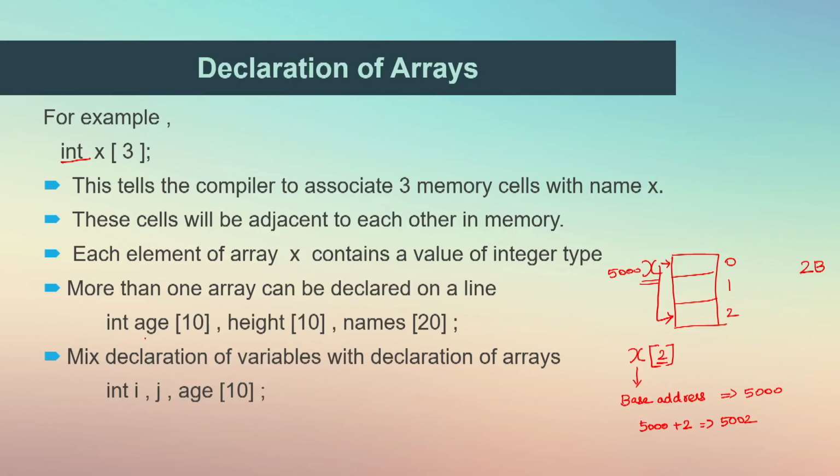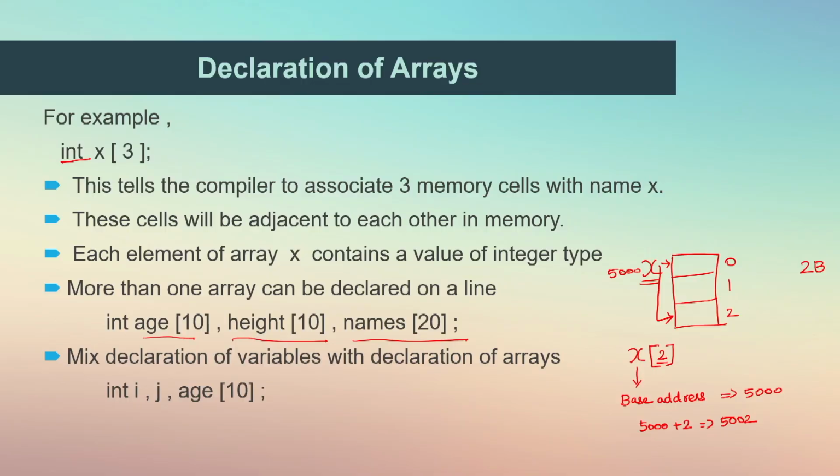More than one array can be declared in the same line, as int age of 10, height of 10, names of 10. All these 3 arrays would carry the data type int. We can even declare the array along with the declaration of variables. So, int i and j, these two are variables. The array declaration can even be combined with the variable declaration.